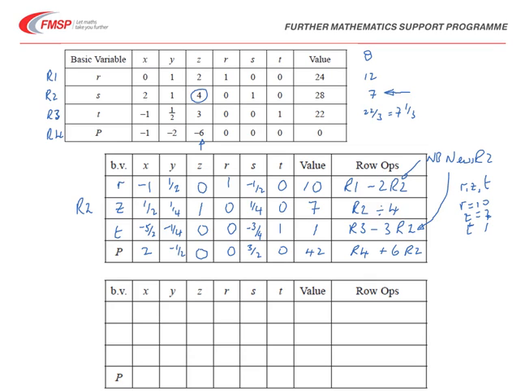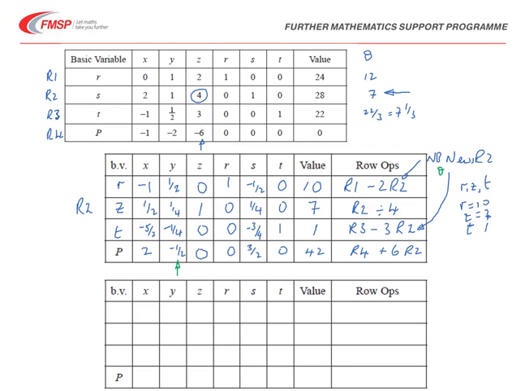Well, we now repeat the whole procedure again, looking first of all for the negative values in the profit row. There's only one this time, which is in the column for Y. And we then, so working out the theta values, we take that column for Y and divide the value by the number that we find there.